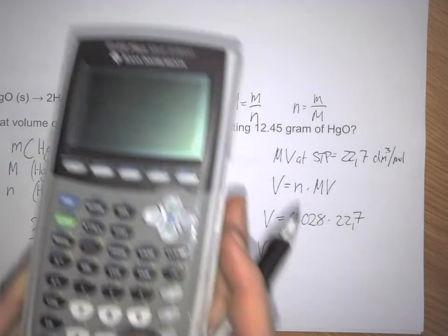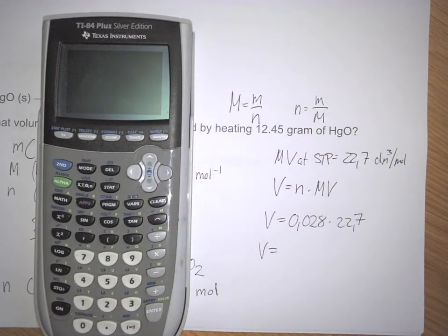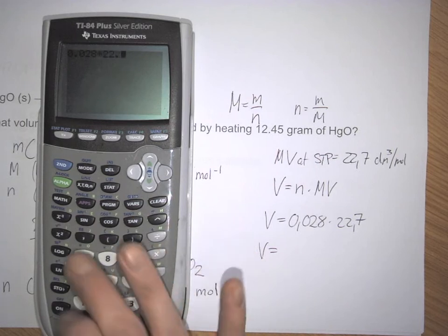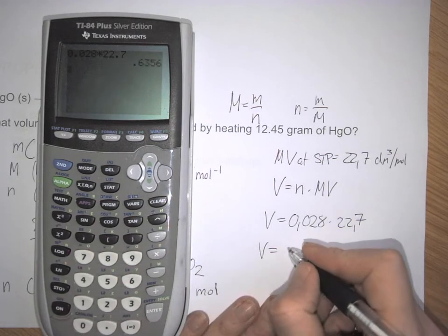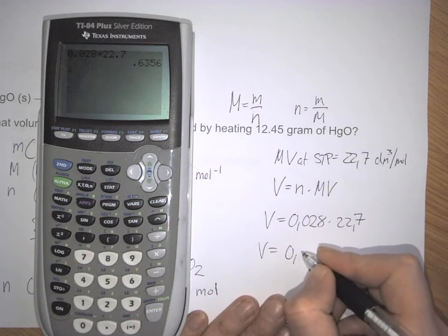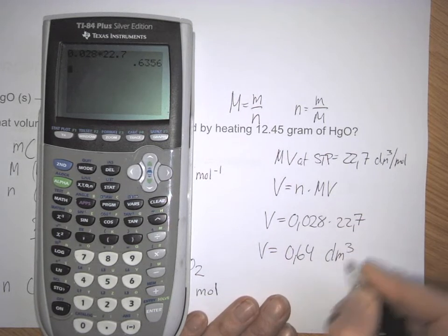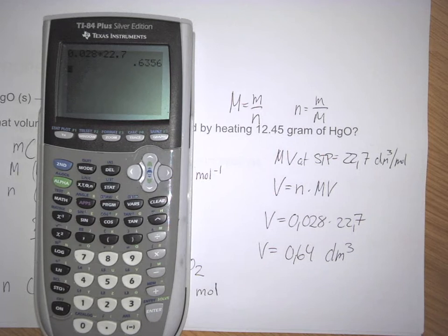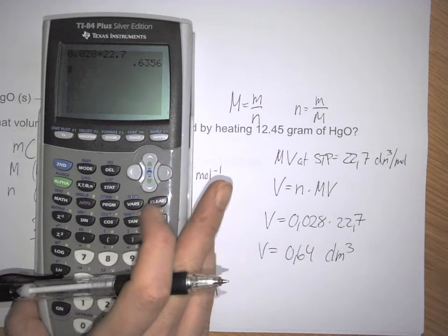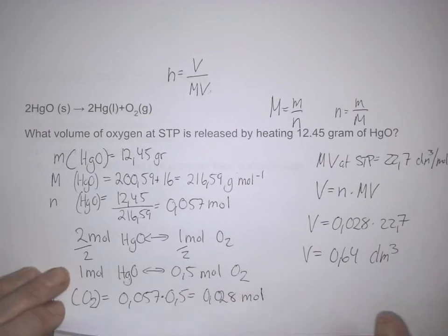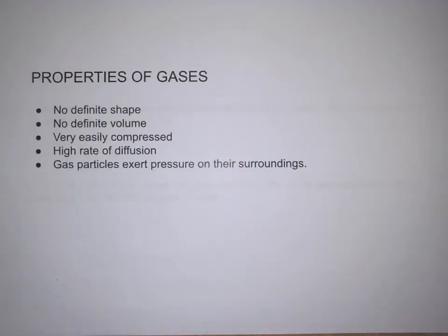So if we take the GDC here, that will give us 0.64 cubic decimeter or liter. So this is how you can use the equation and the stoichiometry you have used before in the class. So we're going to continue now.